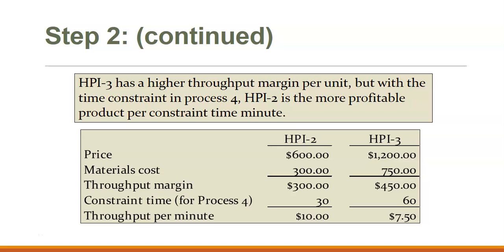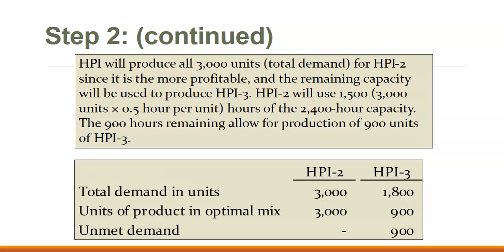So this is similar to looking at the contribution margin per constraint that we did in a previous chapter. So we're going to produce all 3,000 units for HP12 because it's the more profitable, and any remaining capacity is going to be used to make HP13. Therefore, we reduce the cycle time on those units by utilizing the highest margin per that constraint.